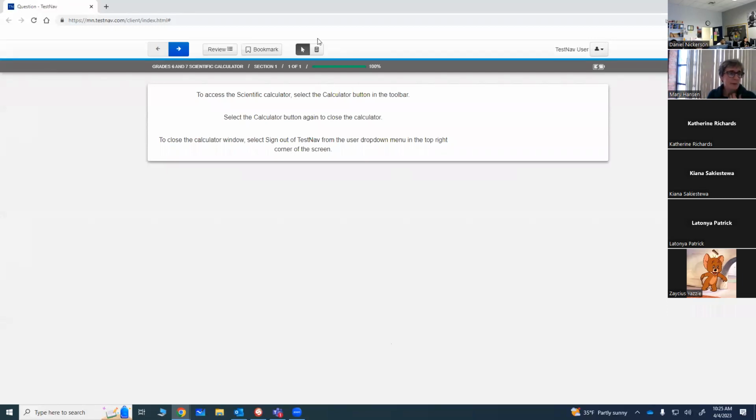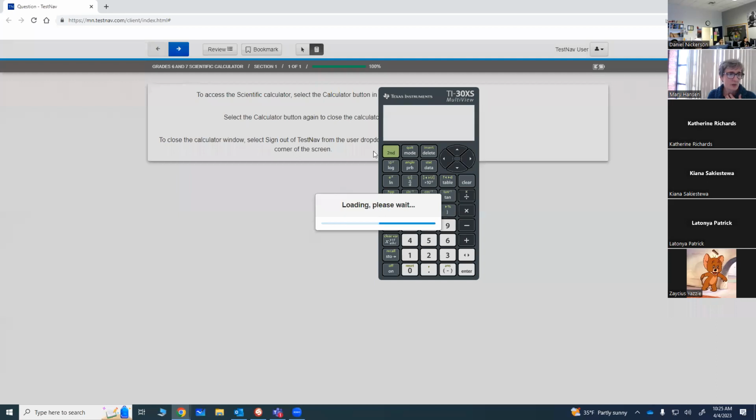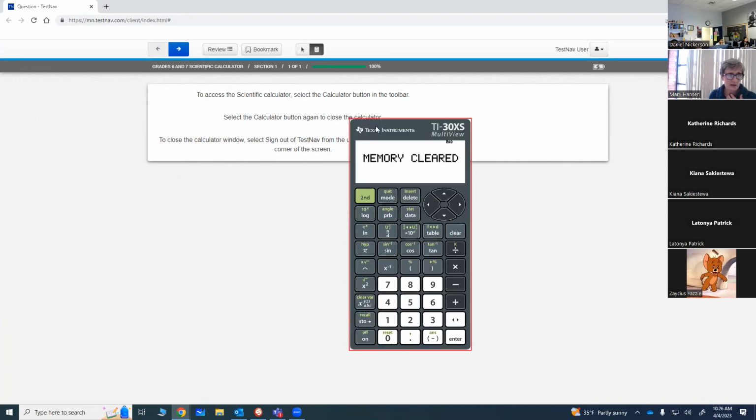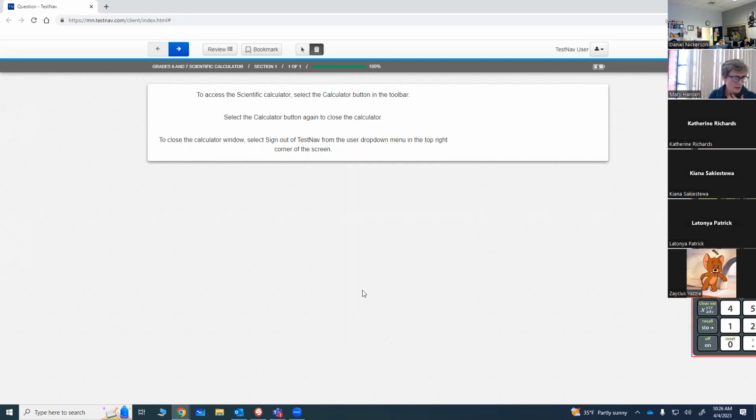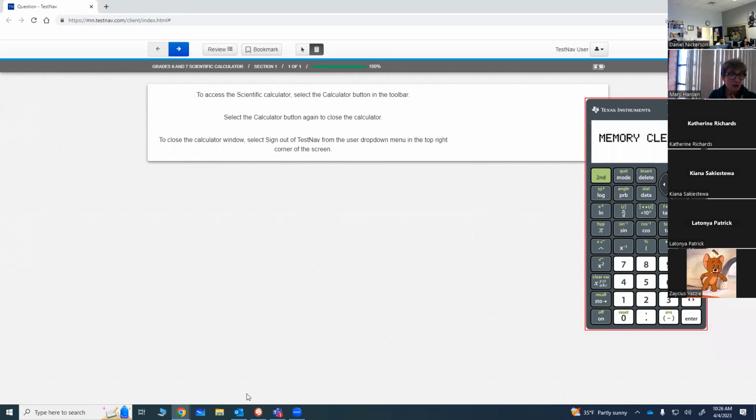If you look in the upper toolbar, there is a calculator icon. If you click that, you will get the calculator that's the exact same one as what I have, and that you can use on the test. It's really important that you have the same calculator that you can use on the test.